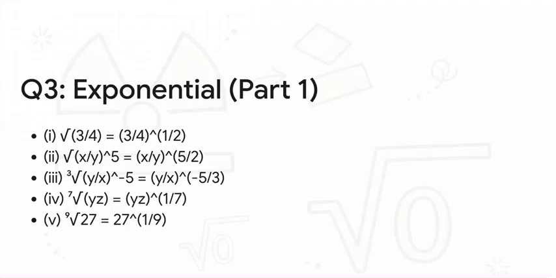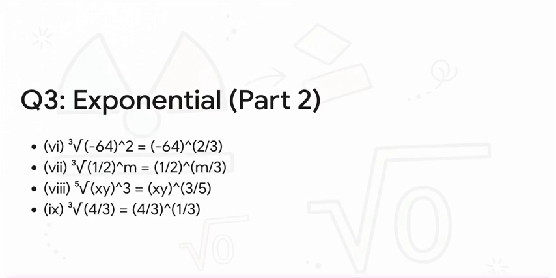Powering right through question 3, transforming these into exponential forms. First up, the square root of 3/4. Remember that invisible 2. This simply becomes 3/4 to the 1/2 power. For the square root of x over y to the 5th, well, the 5 is our numerator, the invisible 2 is our denominator, giving us x over y to the 5 over 2. Cube root of y over x to the -5, super simple, y over x to the -5/3. The 7th root of yz just becomes yz to the 1/7. And the 9th root of 27 is, you guessed it, 27 to the 1/9. Notice the pattern here? The index always, without fail, slides underneath to become the denominator.